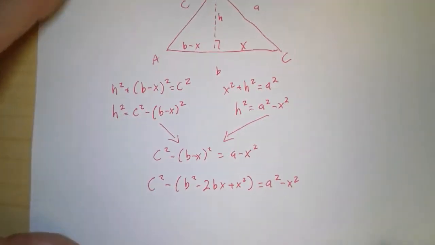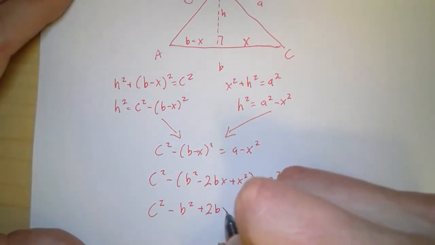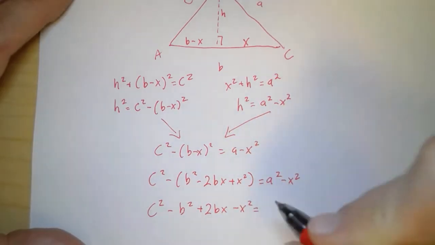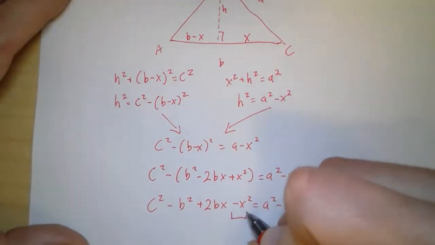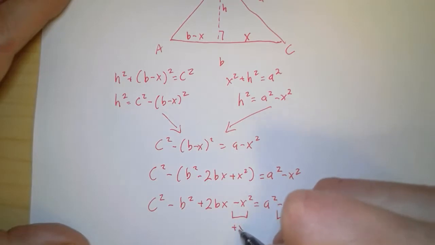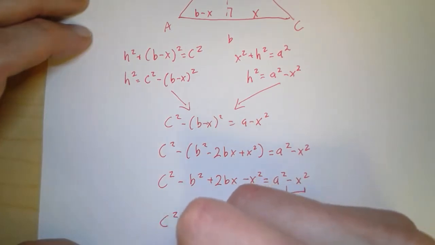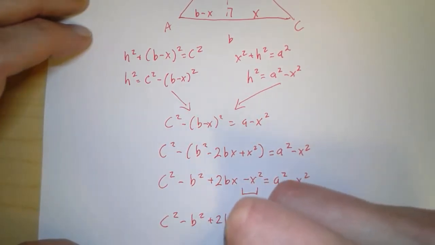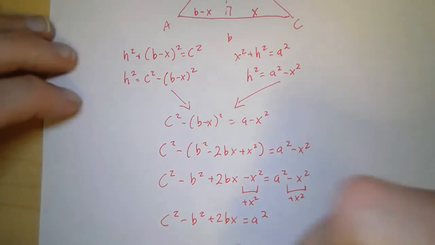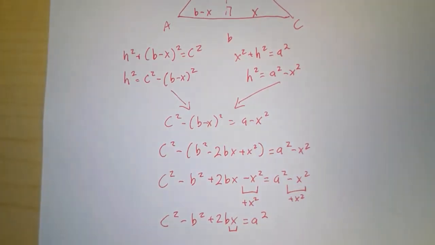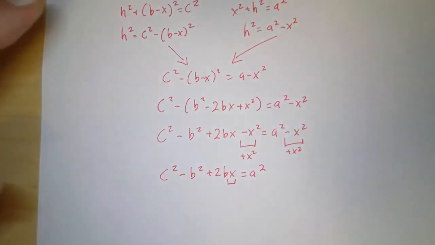Now I distribute in the negative. So I have c squared minus b squared plus 2bx minus x squared equals a squared minus x squared. Now, what we have is a minus x squared on both sides. So if I add x squared, that will get rid of both of those. So we have c squared minus b squared plus 2bx equals a squared. So we got rid of the x squared, but we're left with this little x right here. How do we handle that? Well, we need to get rid of that somehow and leave it in terms of just a, b, and c.